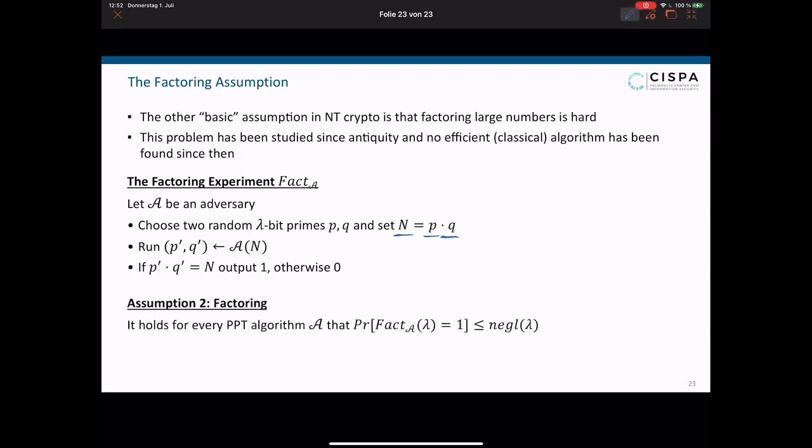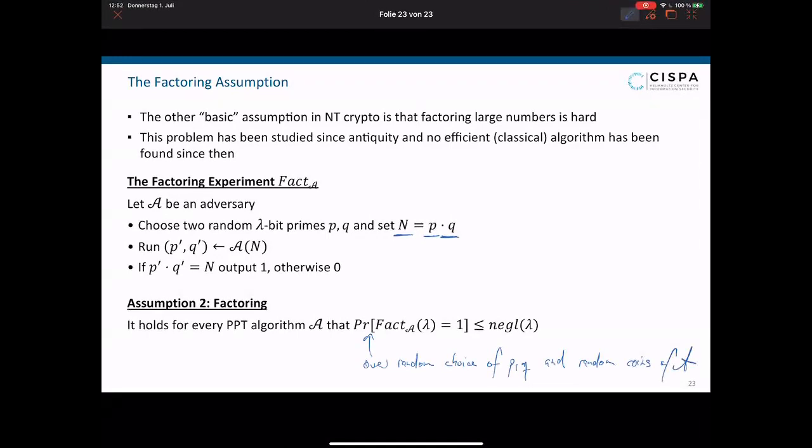Now we get the following assumption, the factoring assumption, which says that for every PPT, for every efficient algorithm A, it holds that the probability that A wins this experiment is negligible. Where, of course, this probability goes over a random choice of P, Q, and random coins of A.